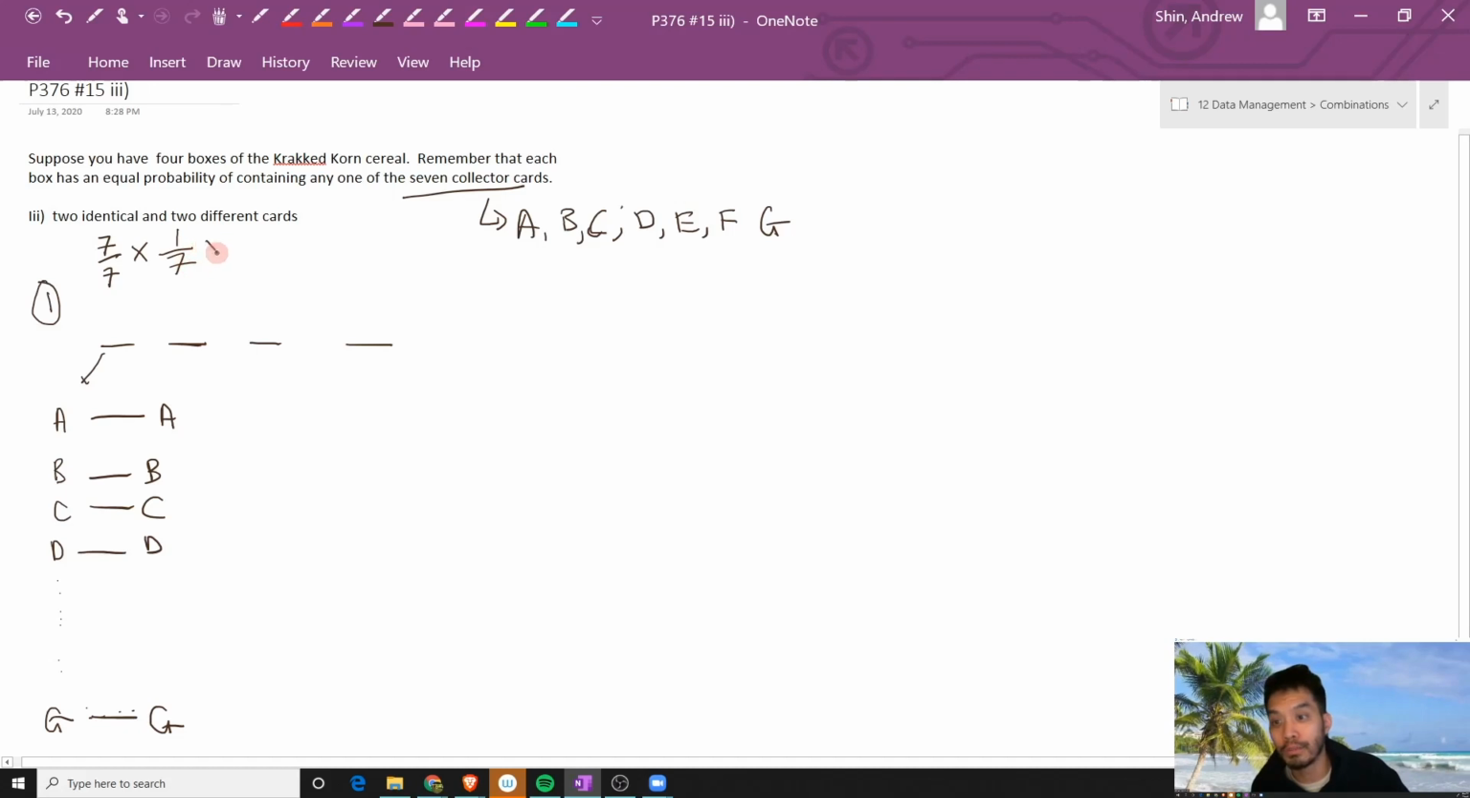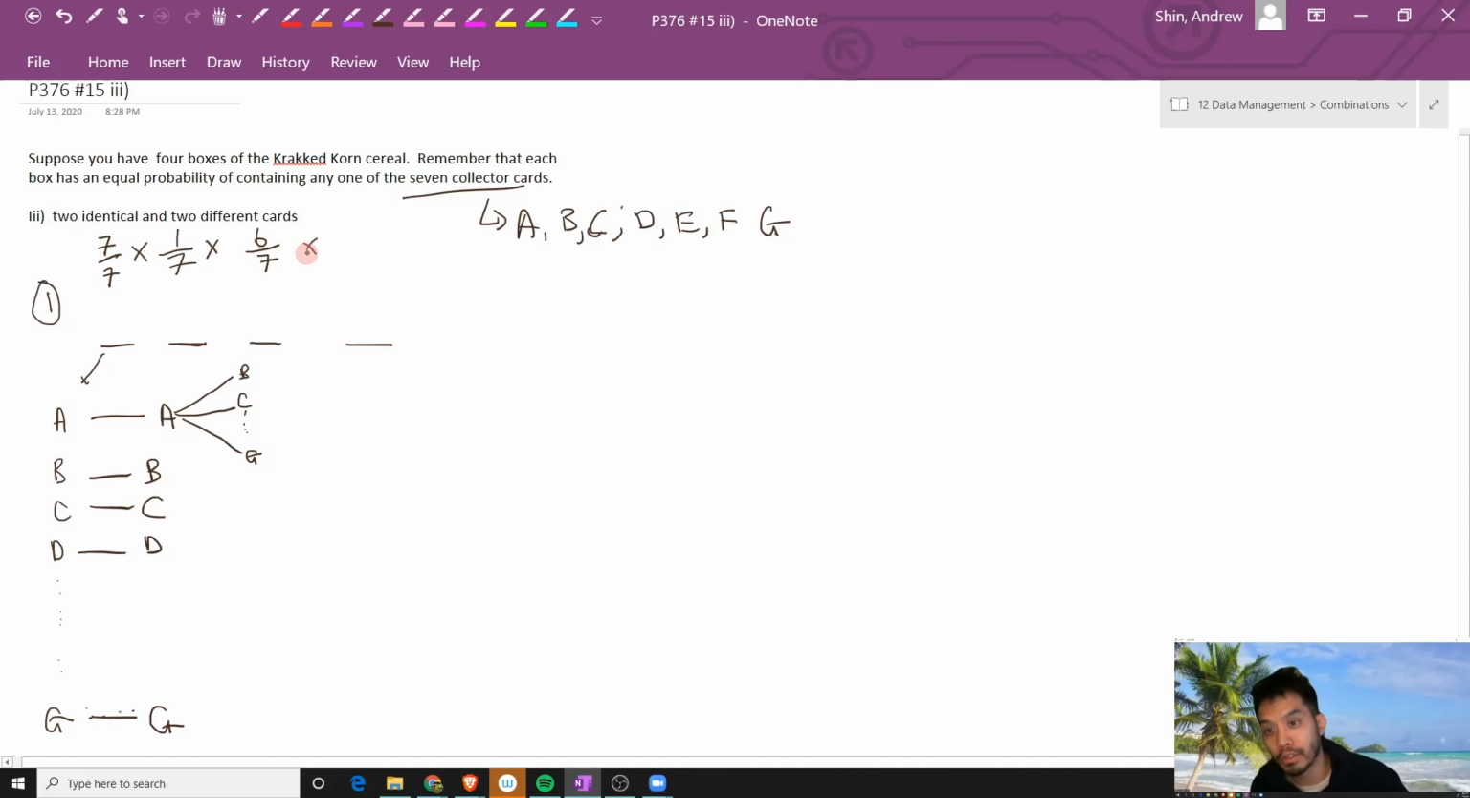Now, the next ones have to be different. So if it was A and A, we have a choice between B, we have C, and then all the way down to G. We cannot choose A, so we no longer have 7 choices. We now have 6 choices. So 6 out of 7 chance of getting a different card here.